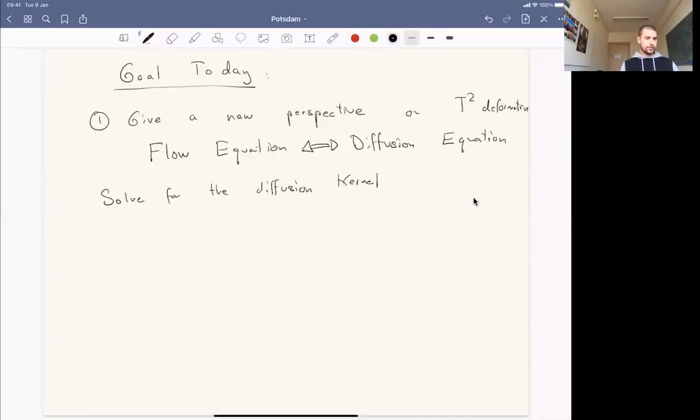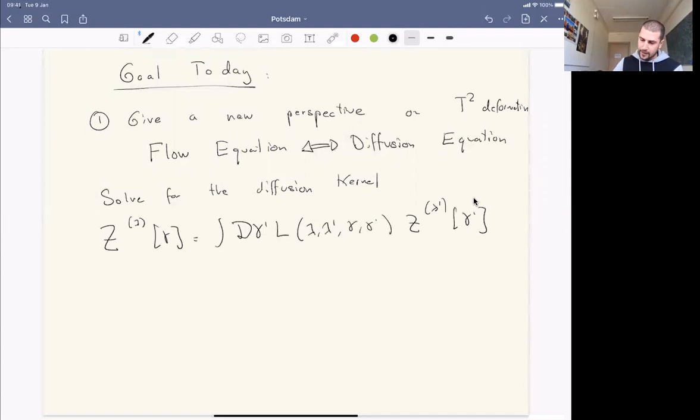Schematically, solving for the kernel means the following: if you consider some partition function for the field theory on metric gamma at deformation parameter lambda, you can obtain it by integrating against a kernel. I'll solve for this kernel and show you that it's given by the Euclidean gravitational path integral with Dirichlet boundary conditions on both ends. Okay, so that will be the first part of the talk.